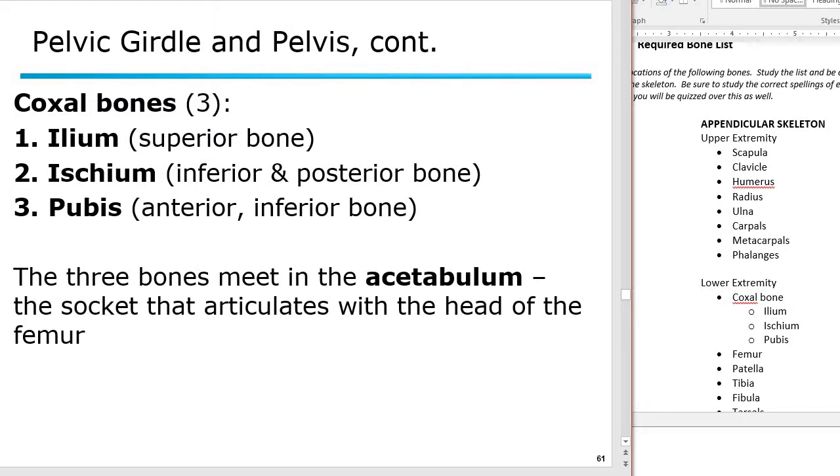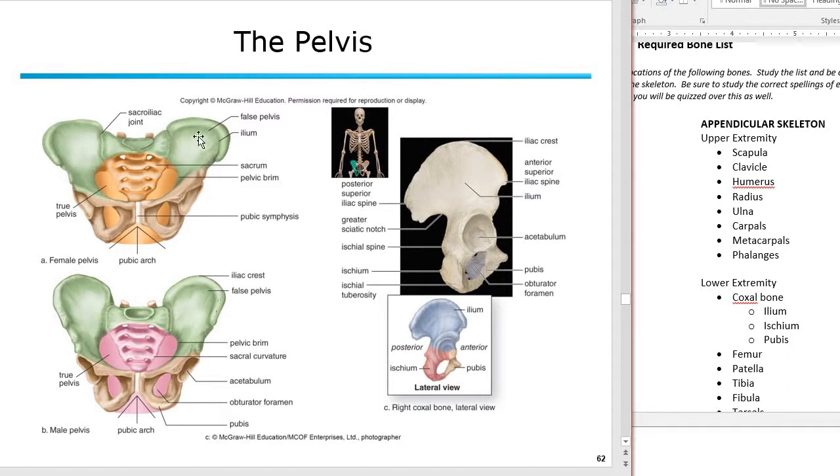So we'll look at this here. Here's our coxal bone. You can see how it attaches to the sacrum, which is part of the axial skeleton. The two coxal bones are attached together by the pubic symphysis. It's this little bit of cartilage here at the front. And there are three parts here.